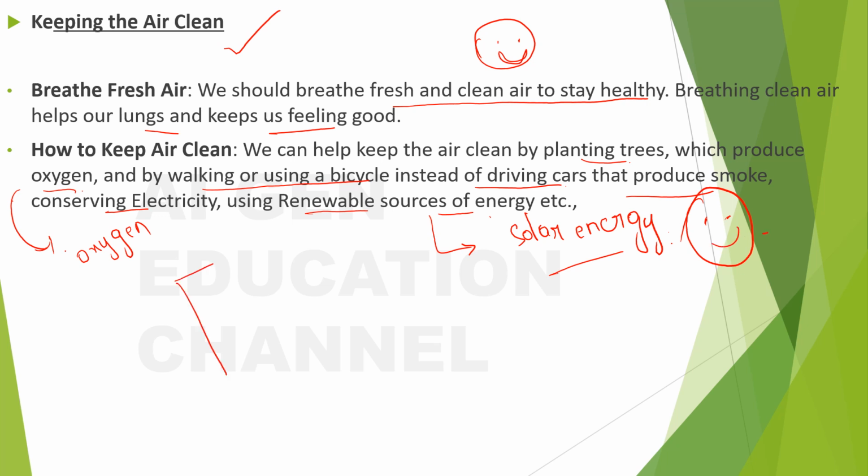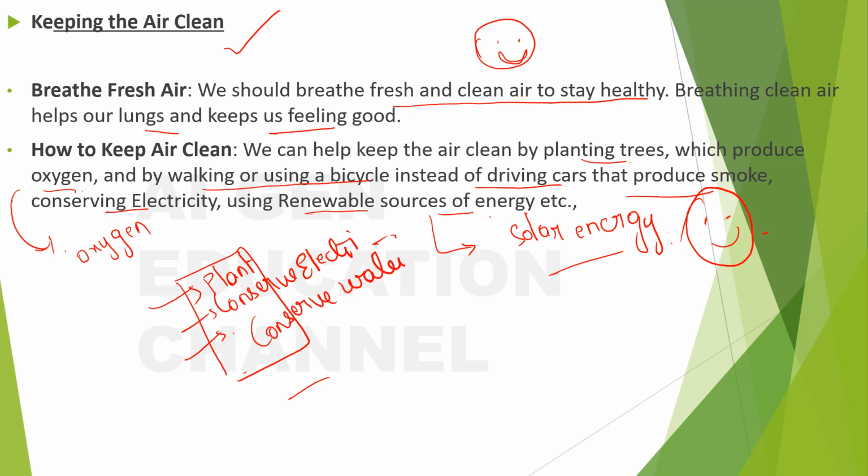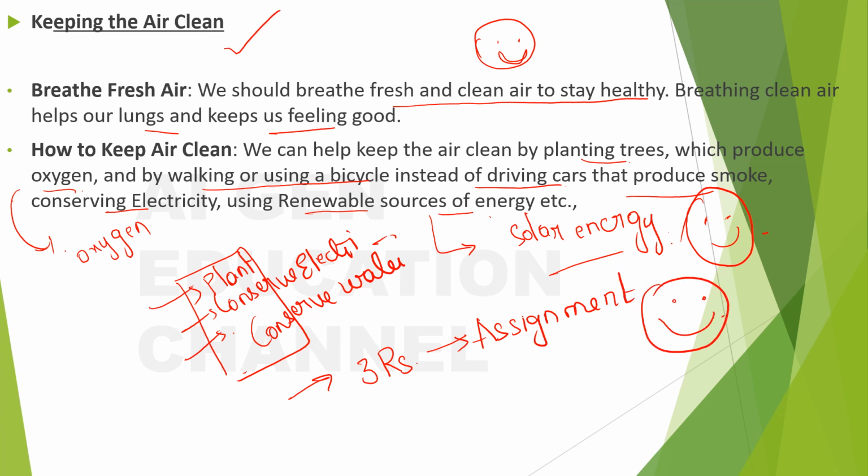Then what can you do? You can plant trees, you can conserve electricity, and you can conserve water, right? Conserve water. And there's another way. What is that? 3 R's. Do you know this? Yes? Okay, then this is the assignment for you. Find out about these 3 R's, which are very helpful for our planet, and put it in the comments. This will also make our Earth have a smiley face. Find out about these 3 R's. It's good to know more.